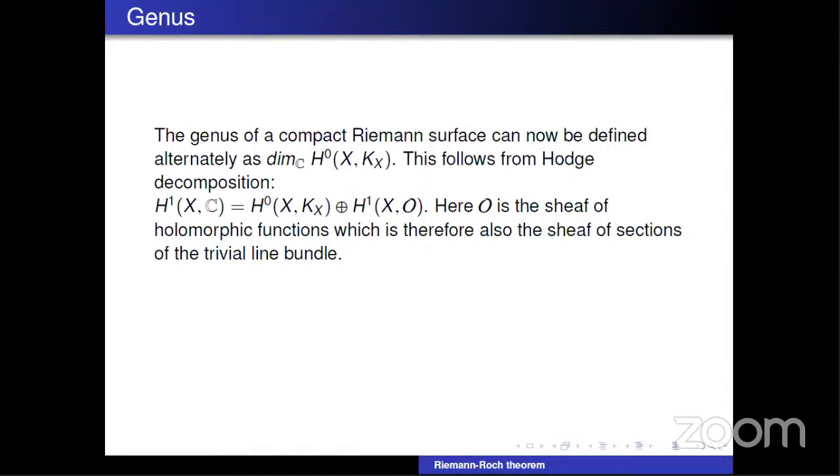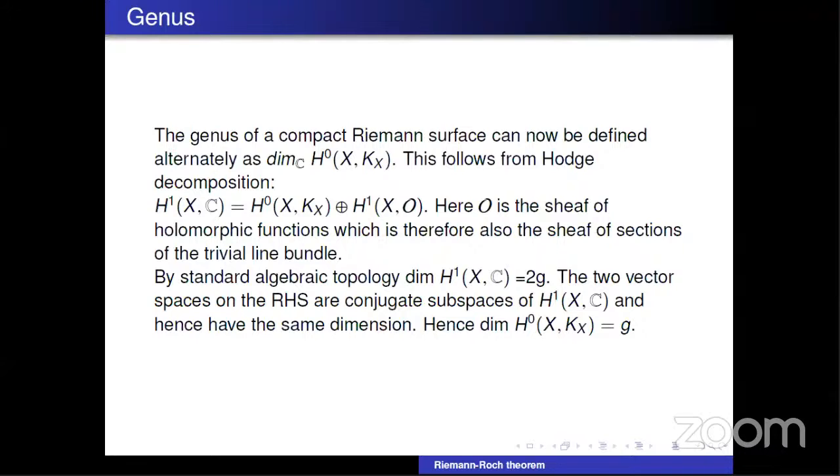Now this follows from the Hodge decomposition. H^1(X, C) is H^0(X, KX) direct sum H^1(X, O). O is the sheaf of holomorphic functions, which is therefore also the sheaf of sections of the trivial line bundle. So you have this Hodge decomposition, one of the most important theorems in complex geometry. The left hand side of this equation is the first singular cohomology group with C coefficients. Now by standard algebraic topology, the dimension of H^1(X, C) is equal to 2g.